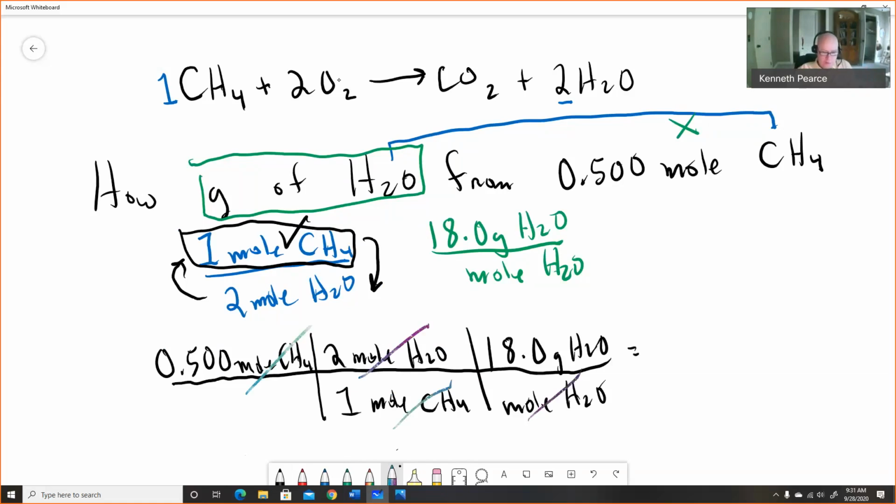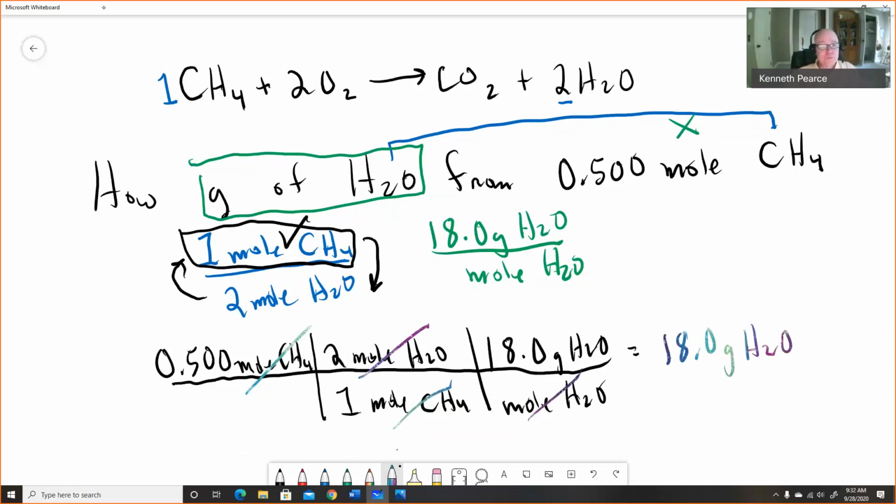And so we go 0.5 times 2 times 18. Everything else is a 1 on the bottom, so we don't bother with that. And it is 18 grams. How about that? It's a coincidence, but that's what it is. 0.5 times 2 is 1, and 1 times 18 is still 18. So you get 18.0 grams of water as your product.